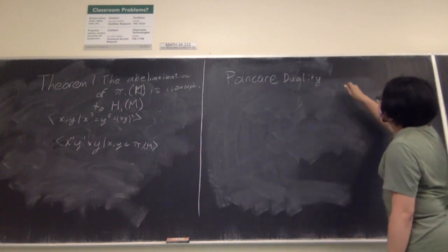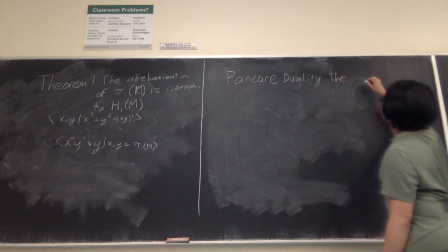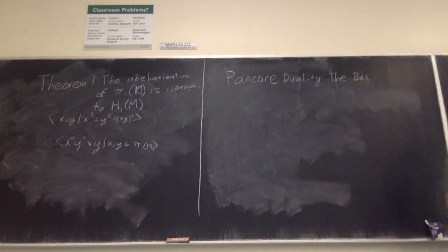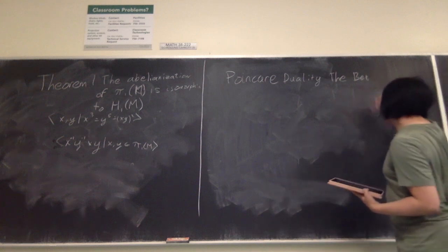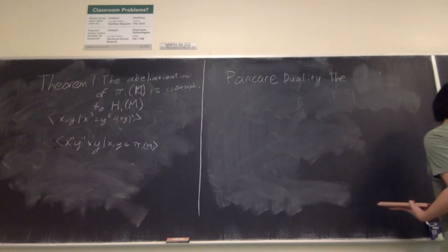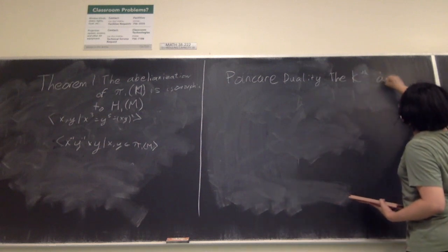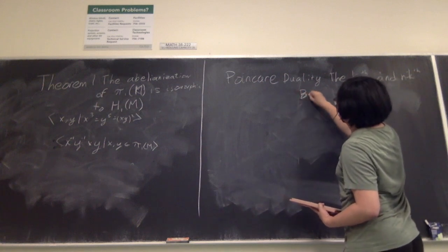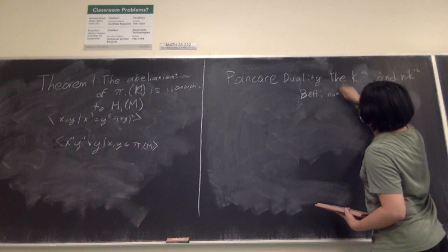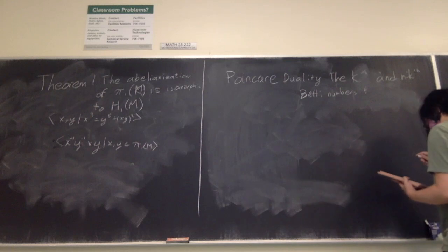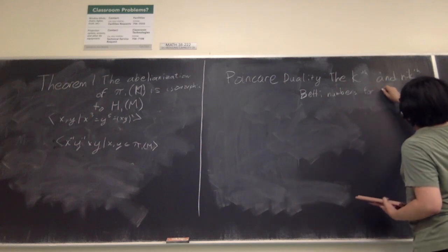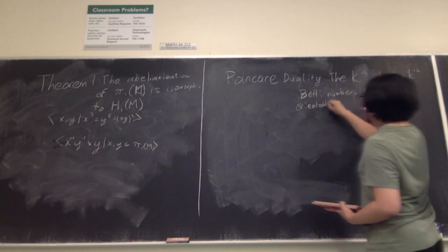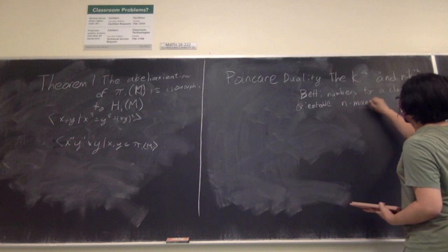This one says that, for our purposes, the kth and (n minus k)th Betti numbers for a closed orientable n-manifold are the same.